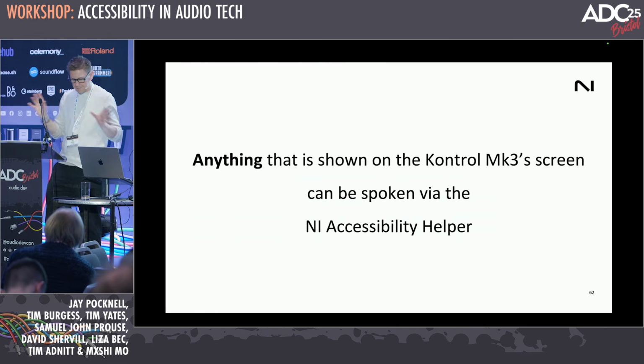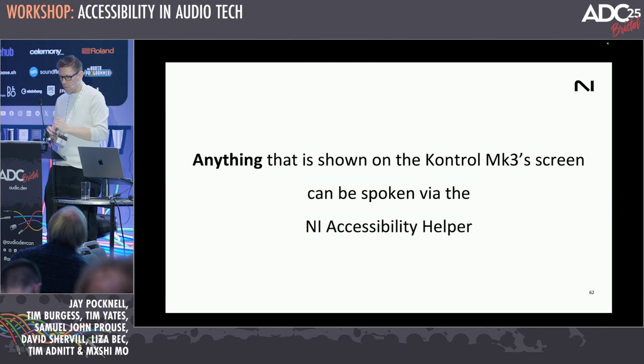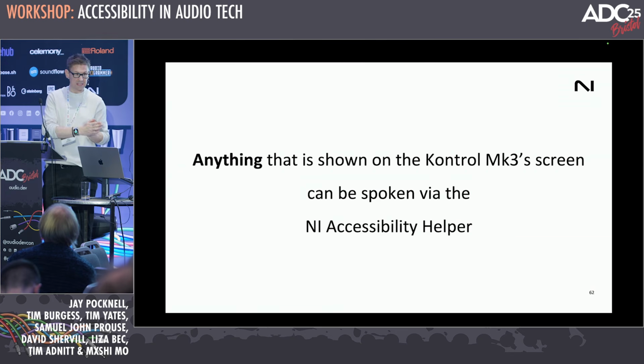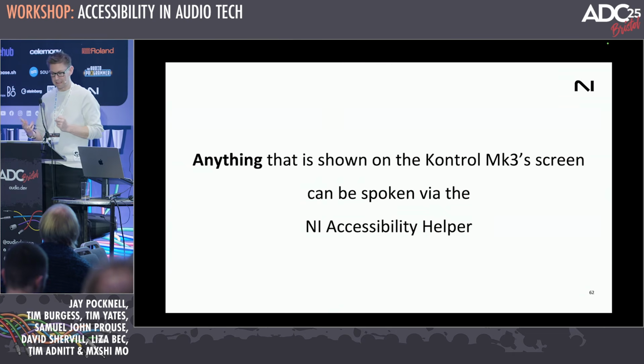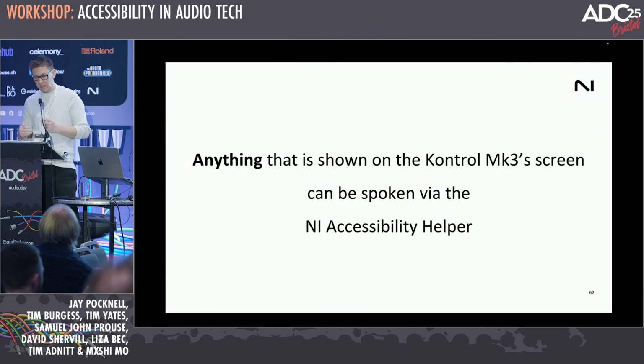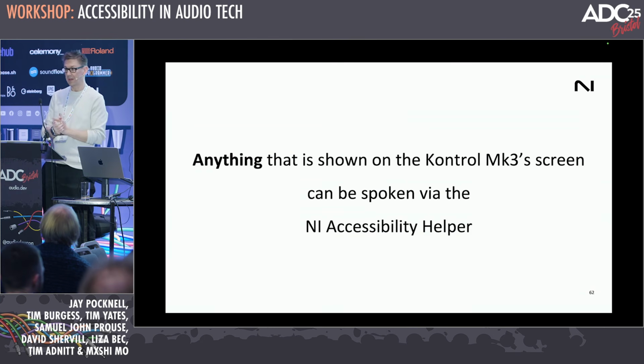So quite a lot of technology things in there. But what does it all mean for the user experience? That's the important thing. That's what all of this serves, right? And what it means is that any functionality controlled by the hardware user interface can be accessible, or in simpler terms, anything that is shown on the Control Mark 3 screen can be spoken via the accessibility helper. As long as the data model knows about a text string, it can be spoken, and the data model has to know about a text string in order to show it on the screen. So by definition, what a sighted user sees is what the screen reader is able to read out. A little bit like what you saw with Ableton earlier, or with Reaper, or any of these software applications, but this is happening on hardware instead.